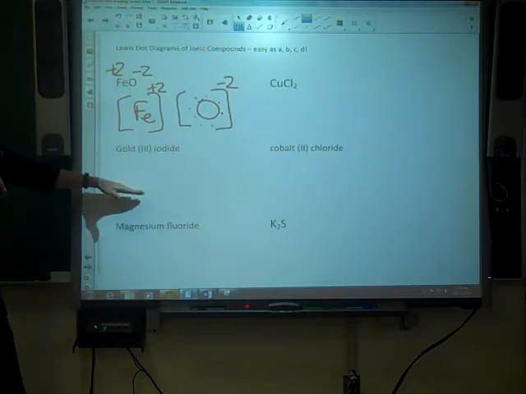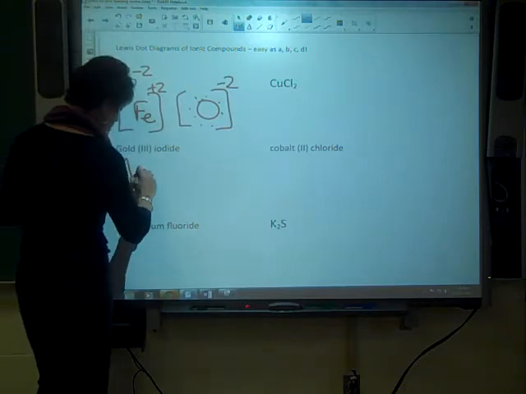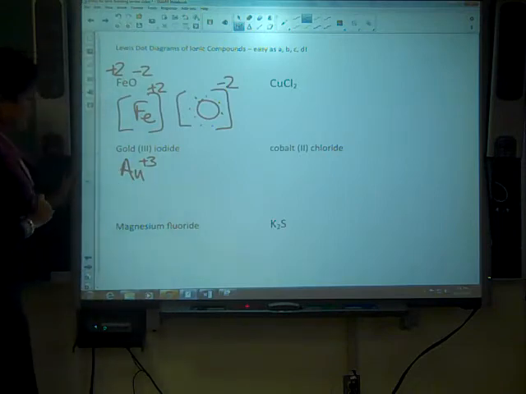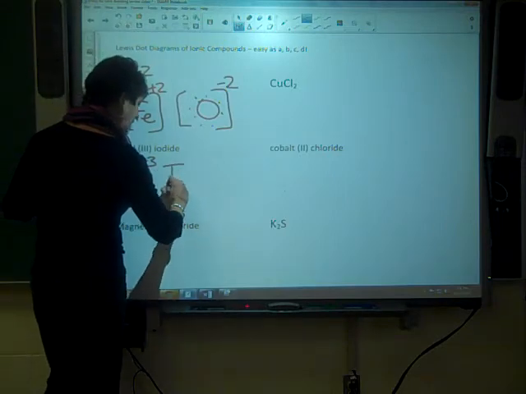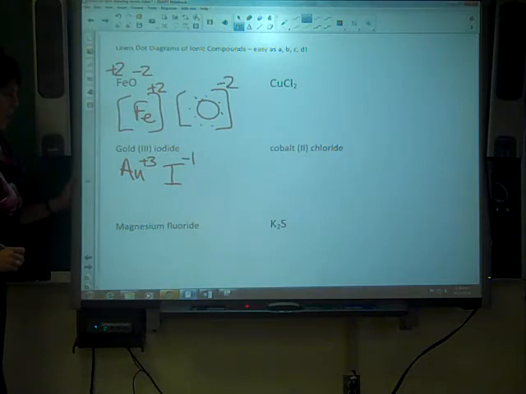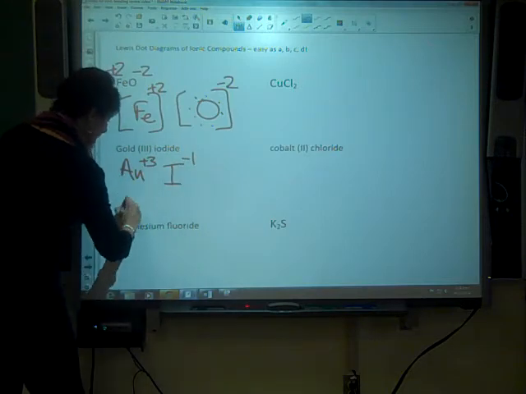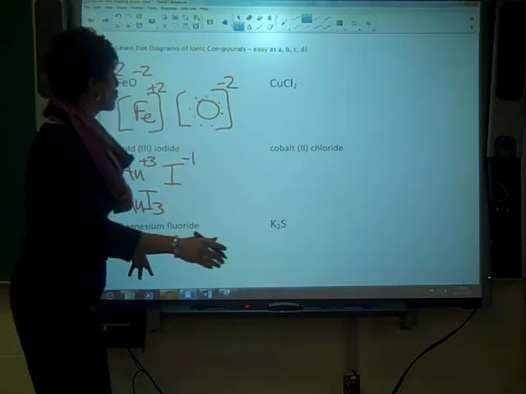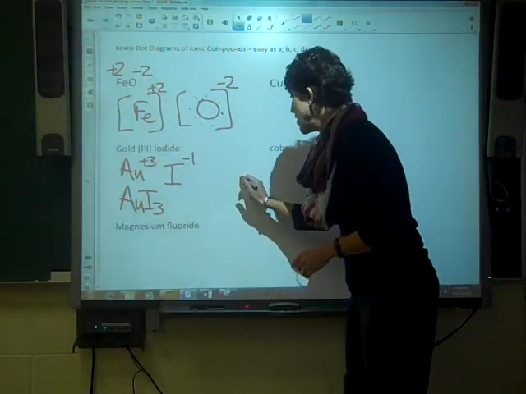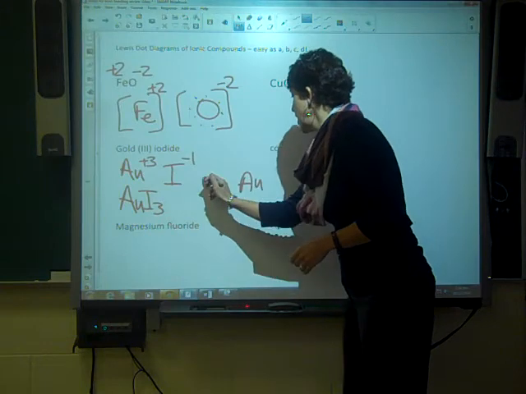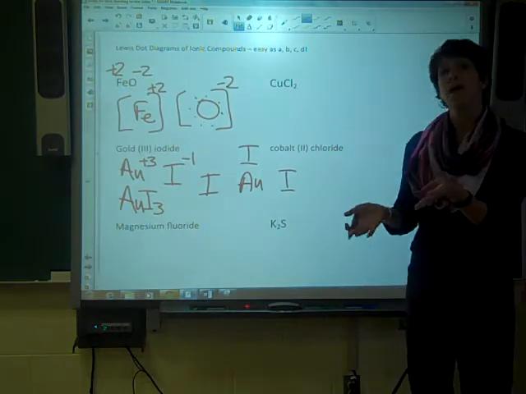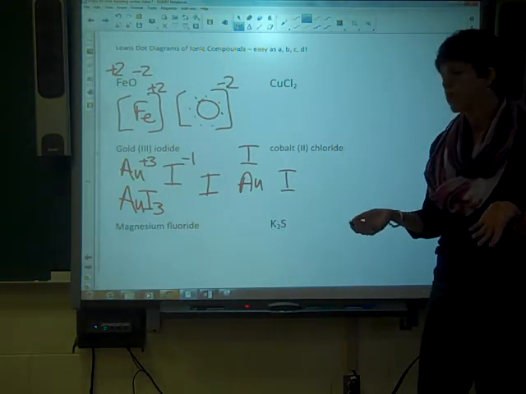If I go down here to the gold one, so that I do another one that has a name, gold 3 iodide. Gold is Au, and that's a +3, because it tells me right there in the name that it's a +3. Iodide, I look it up and it's a -1. So I crisscross and I get AuI3. To draw the dot diagram, I want to put Au in the middle, and iodine here, and iodine here, and iodine here. So I separate them up, but they're all going to be negative, and I don't want them to be too close to each other.